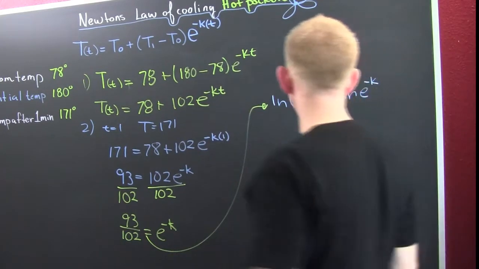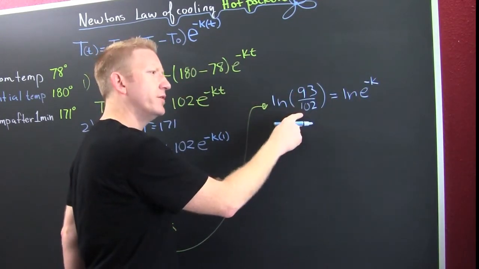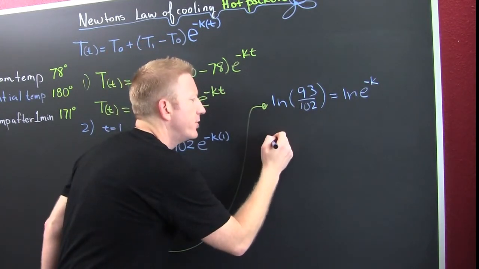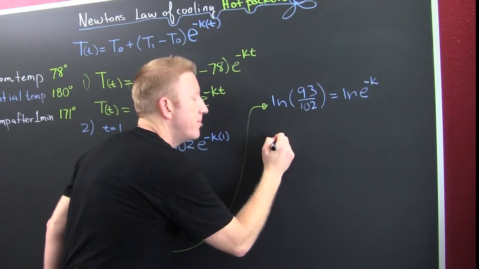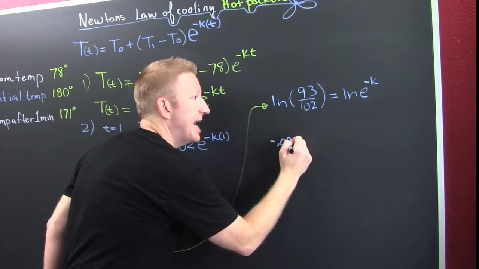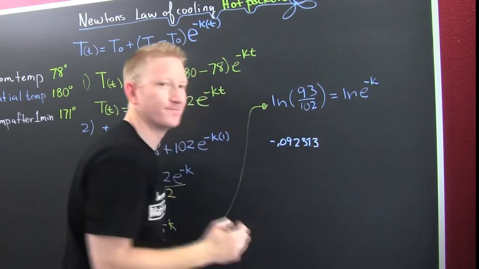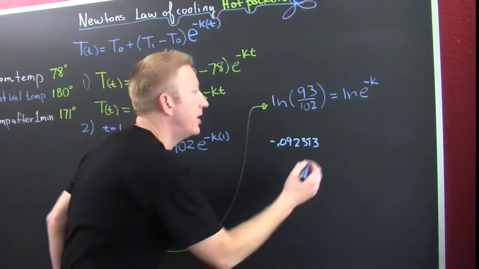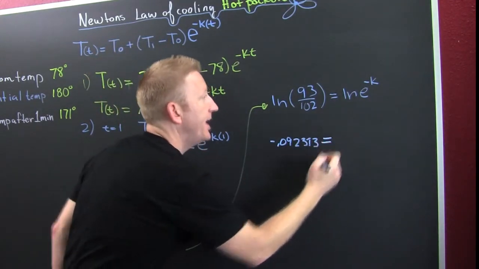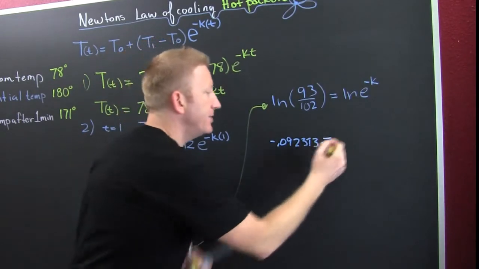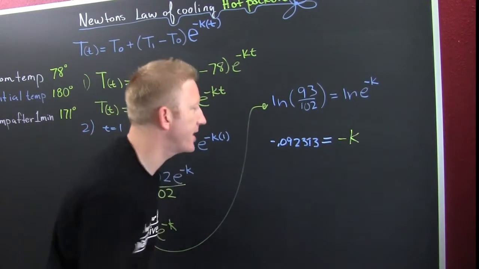Okay. So then the natural log of 93 divided by 102 is, wait for it, minus 0.09237. Did that in my head. It's written on the wall. Okay, and then that's going to be equal to minus k. Finish him. Because we just found our k value.